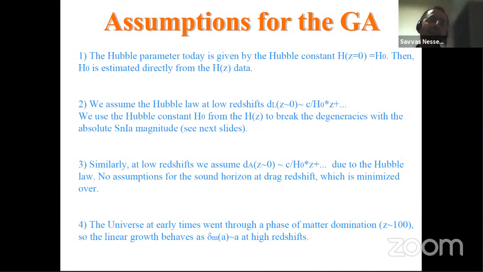Now, one other assumption, which is a bit trickier, is that we can assume that the universe at early times went through a phase of matter domination at redshift around 100, which means that the growth at high redshifts goes like a. I agree this is a non-trivial assumption, especially if we are working with early dark energy, but it's sort of reasonable. And of course, we can debate it. I mean, how reasonable is this?